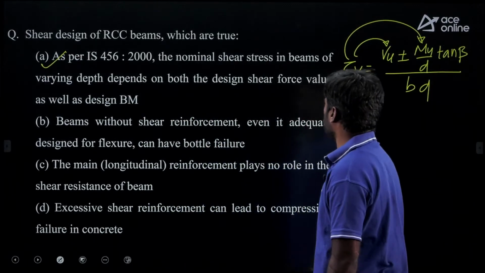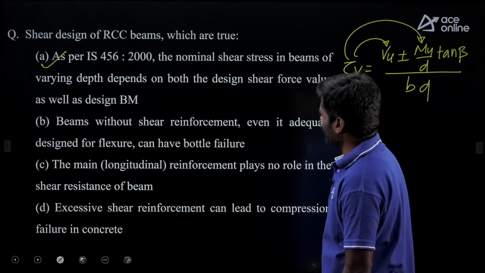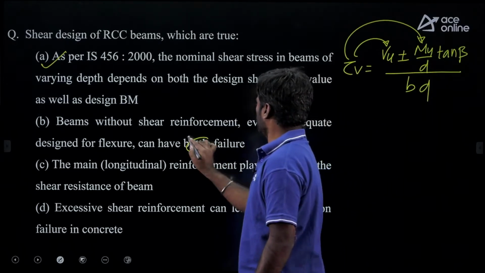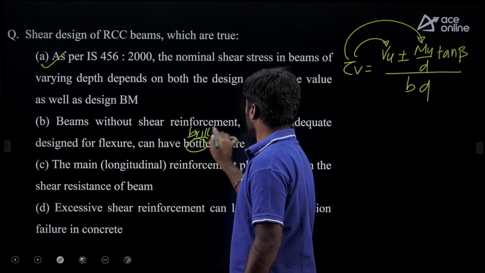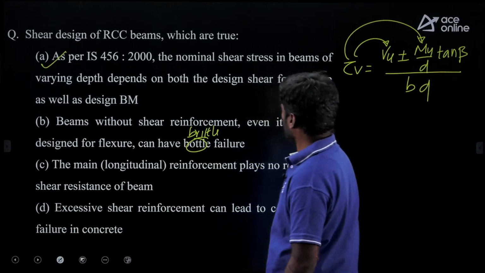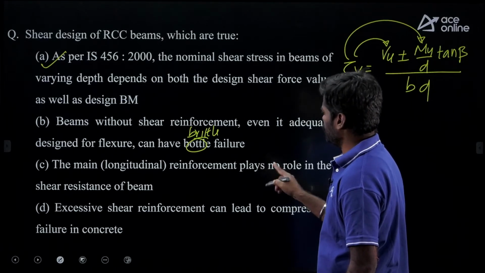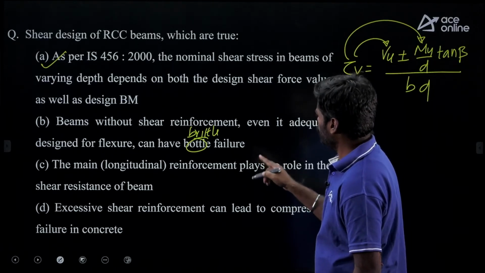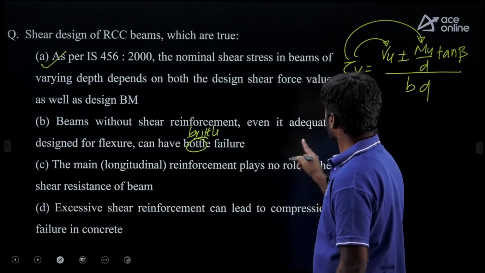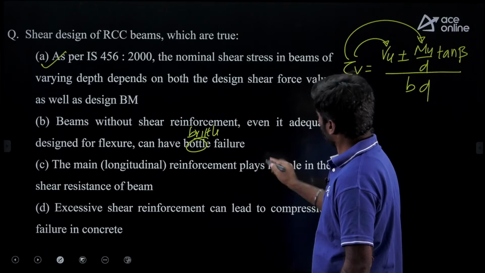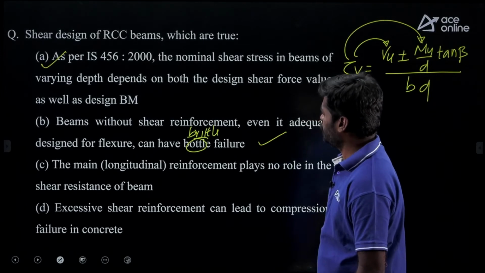Then come to B. Beams without shear reinforcement, even if adequately designed for flexure, can have brittle failure. This is brittle failure. My dear, beams without shear reinforcement, yes, there is a possibility. Yes, B is correct.